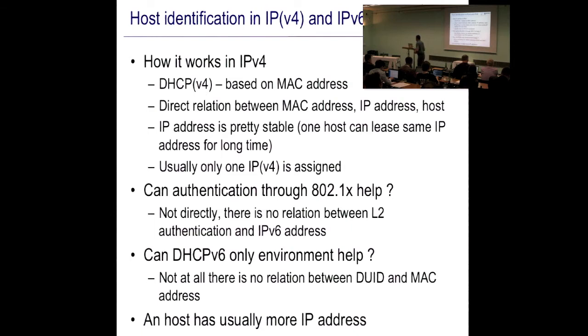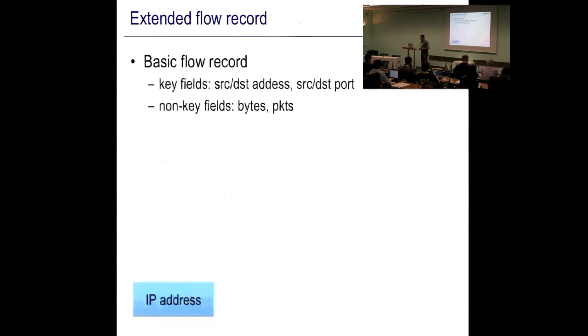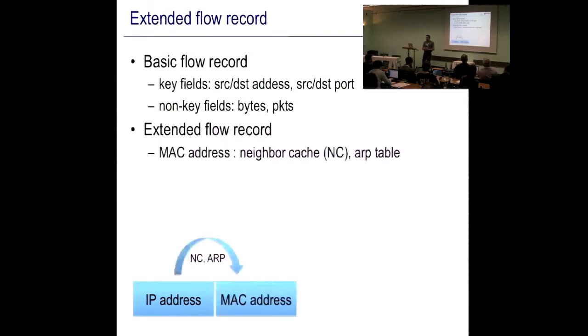And there is another problem, as I said, one host can have more IP addresses at one time. So what we try to do in our project, only as a recapitulation, we all know what a flow record is. There are some key fields like source and destination address, source and destination port, and some non-key fields like number of bytes and number of packets.